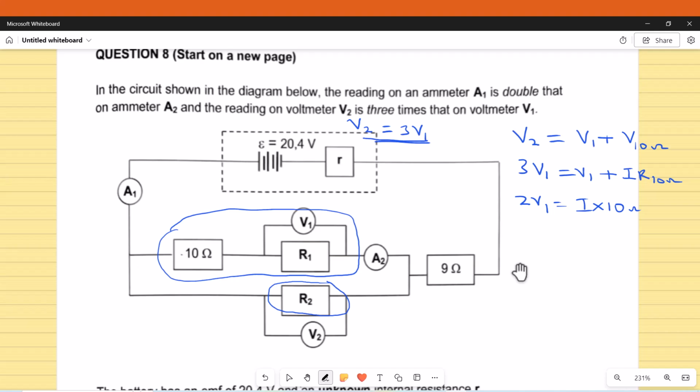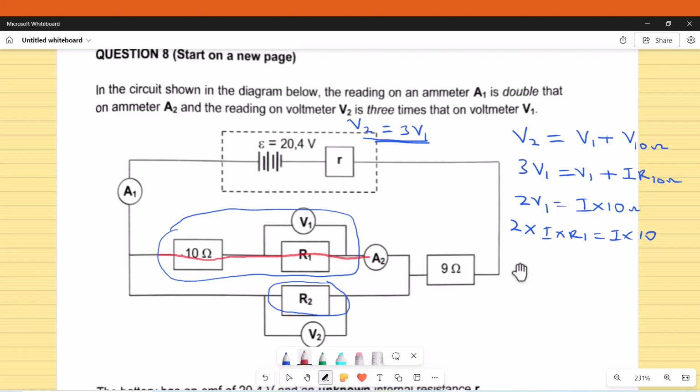But then, what do I know about V1? V1 is the same as the current I times resistor 1 from Ohm's law. So 2 times the current I times resistor 1, which I'm looking for, equals I times 10. Why am I saying so? You see, guys, this is the same line. Because it's the same path, the current passing through resistor 1 is the same current passing through the 10 ohm resistor. So that's why it is I here.